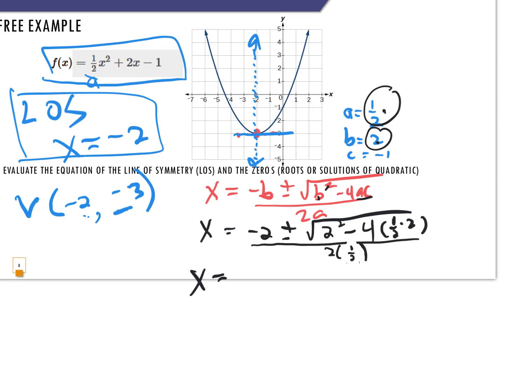The -2 doesn't do anything, so I'm going to leave it on the outside. Plus or minus. Inside my square root, I have some stuff to do. Because I have 2 squared, change that up and make that a different color. 2 squared is 4. Now, I know you're in a hurry to do things, but I'm going to write down -4.